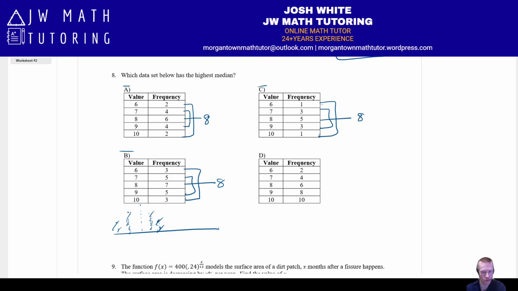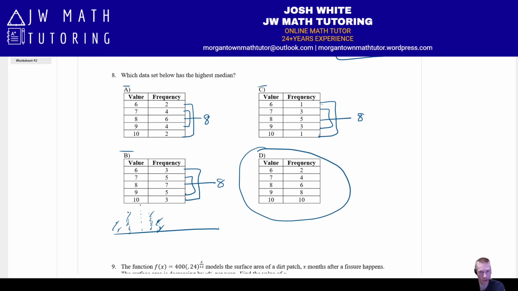Therefore, the correct answer for this one is going to be letter D. And the reason is because notice, this is not symmetric, but is actually shifted to where the highest value is to the right. See, there's more values up here at 9 and 10 than there are compared to 6 and 7.